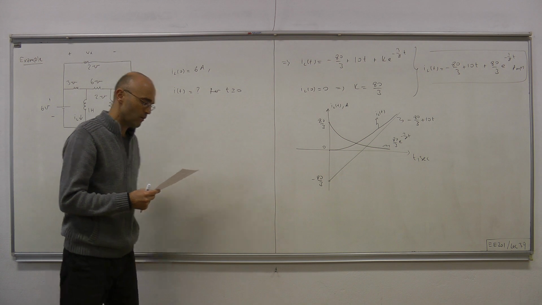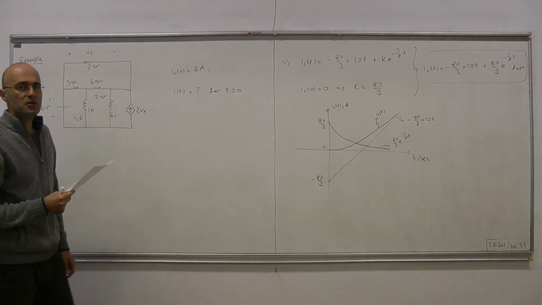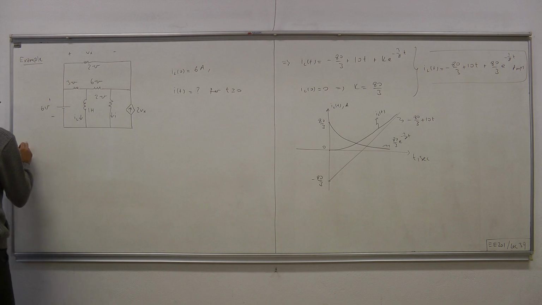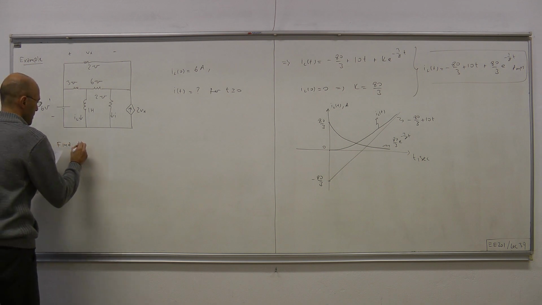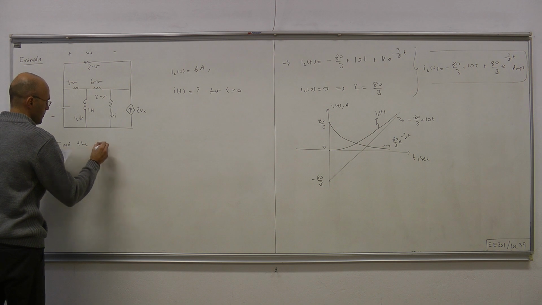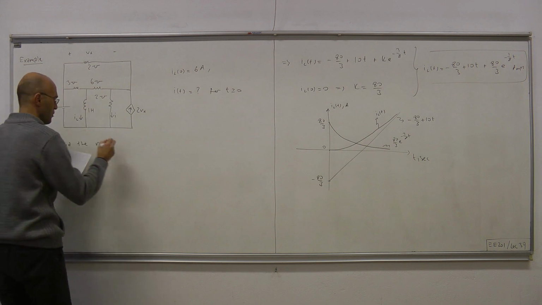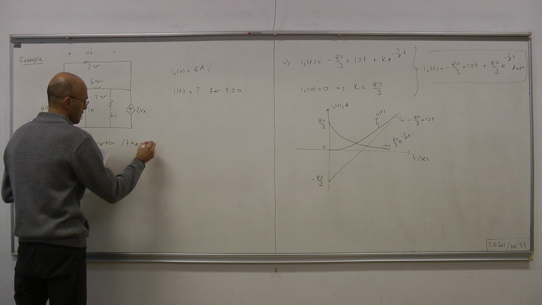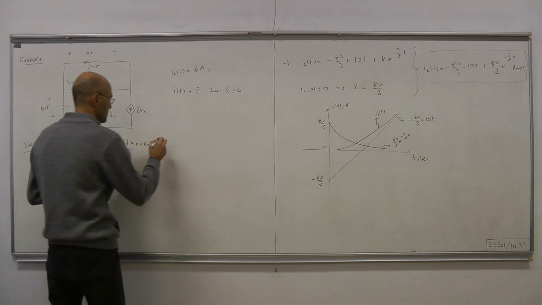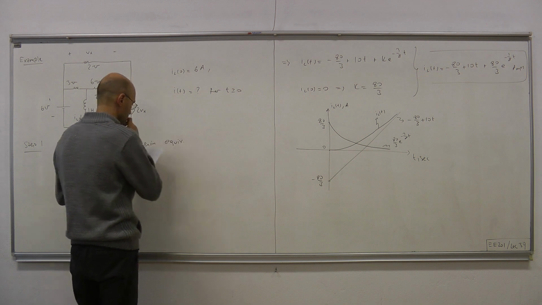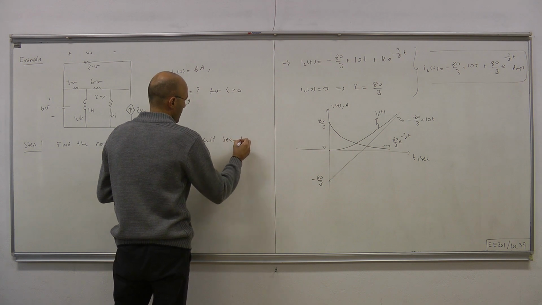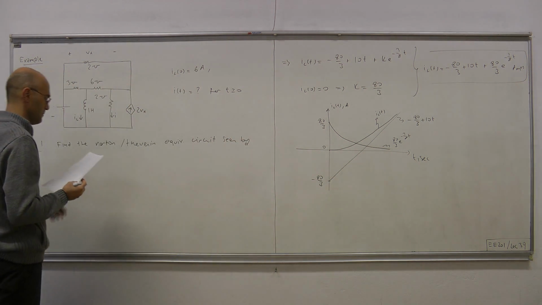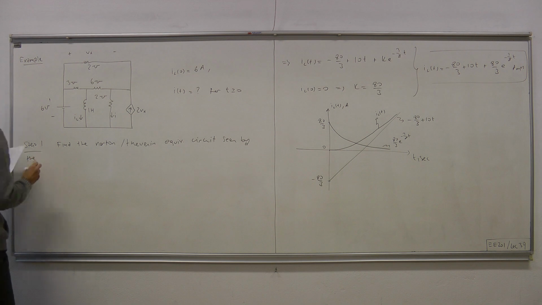Okay, so let's write down our steps. Step 1, or step 0, depending on where you start counting. Find the Norton or Thevenin equivalent circuit seen by the inductor, or seen by the dynamic component.